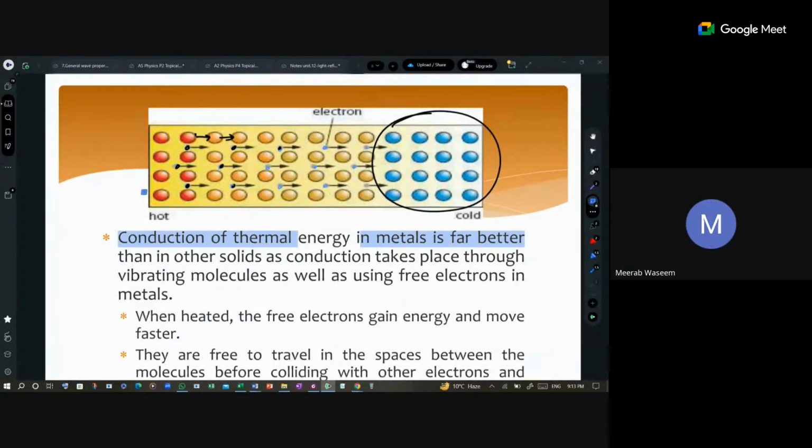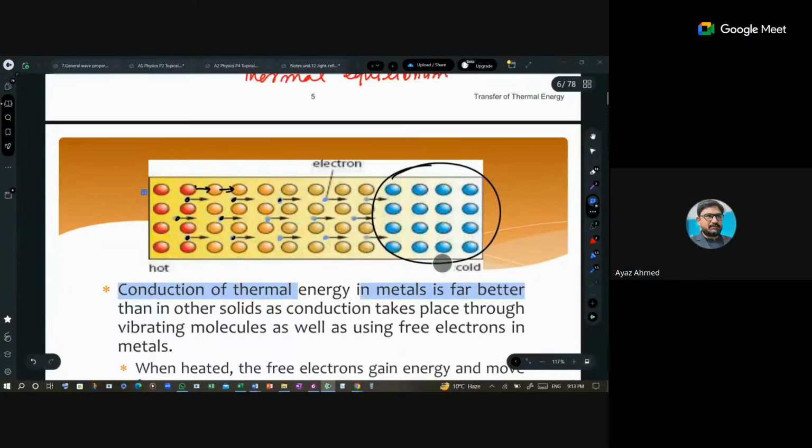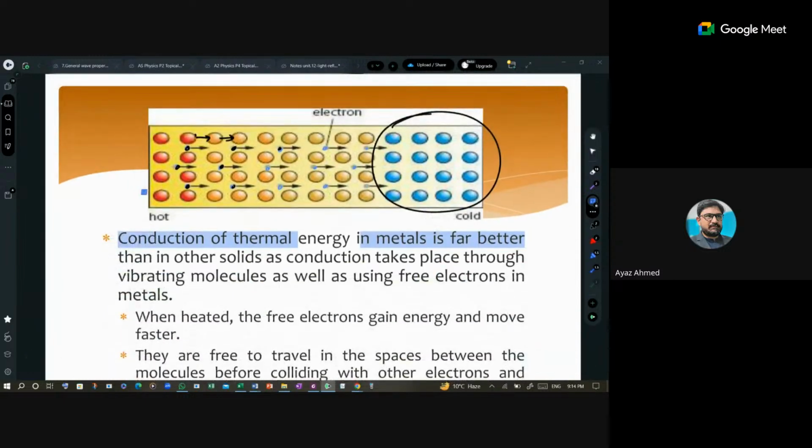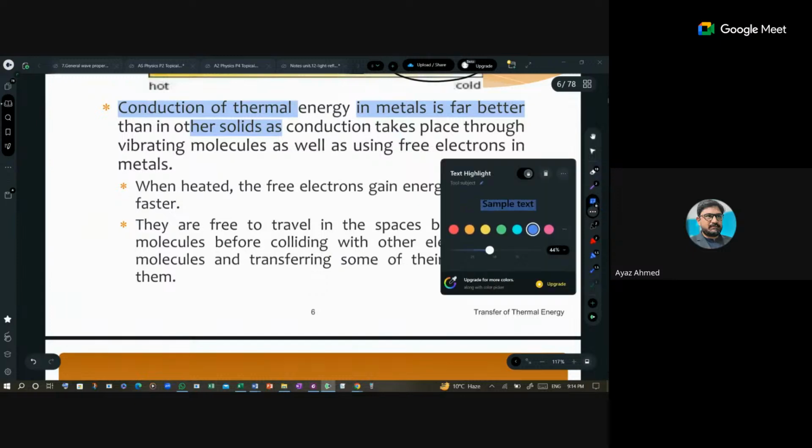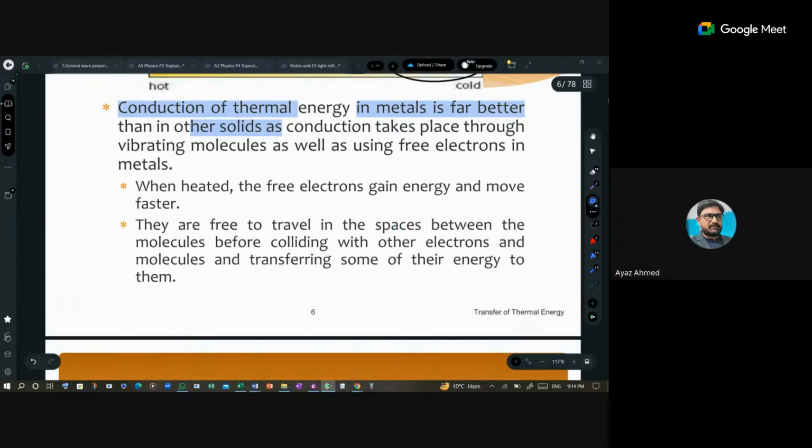So I was saying that conduction of thermal energy in metals is far better than that of the other solids. Why? These electrons are responsible for transferring the energy from the hot end to the cold end. They rush towards the cold end and transfer the thermal energy. That's why metals are very good conductors as compared to the non-metals, right?